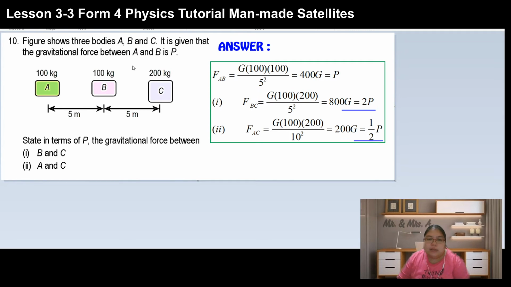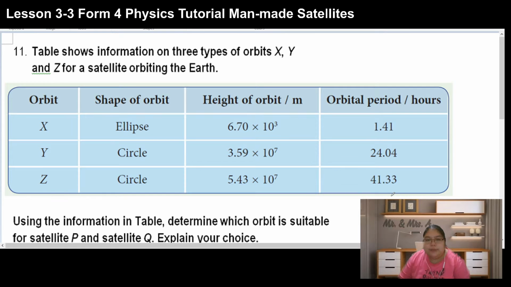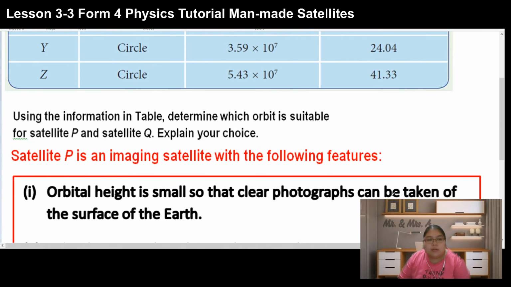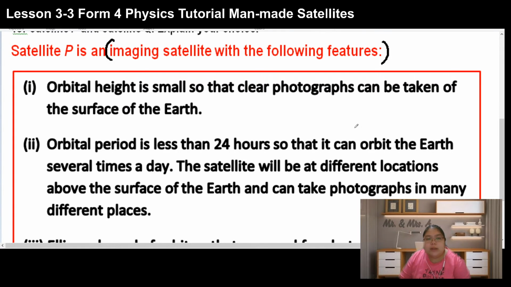Last, we can see question 11. Let's see the A. I make it bigger so you can see clearly. Let's see the first one. Satellite P is an imaging satellite, with the following figures. Orbital height is small, so that the image can be clear. The orbital height must be smaller, so that a clear photograph can be taken of the surface of the Earth. That means the height must be less.